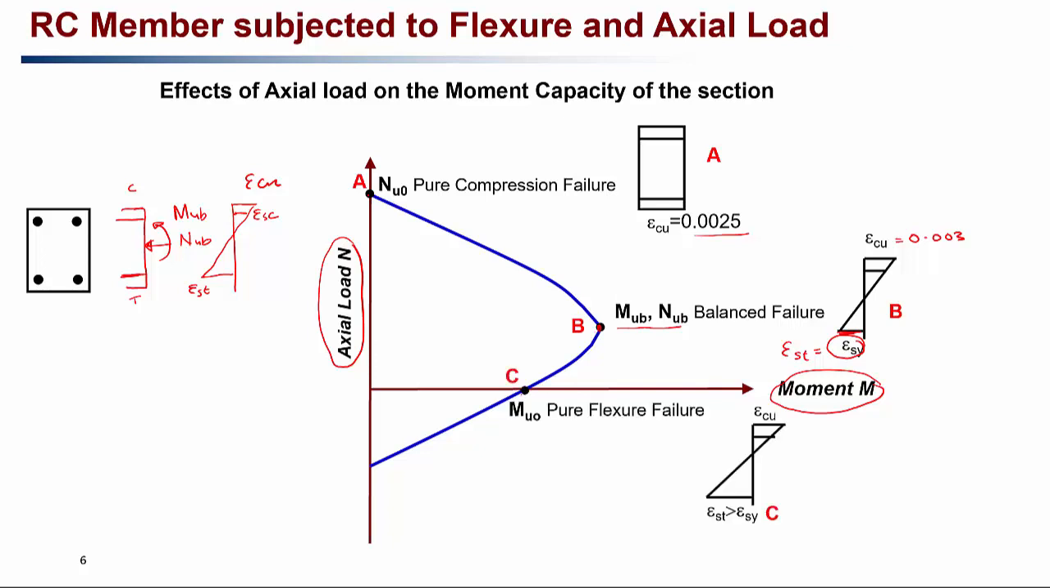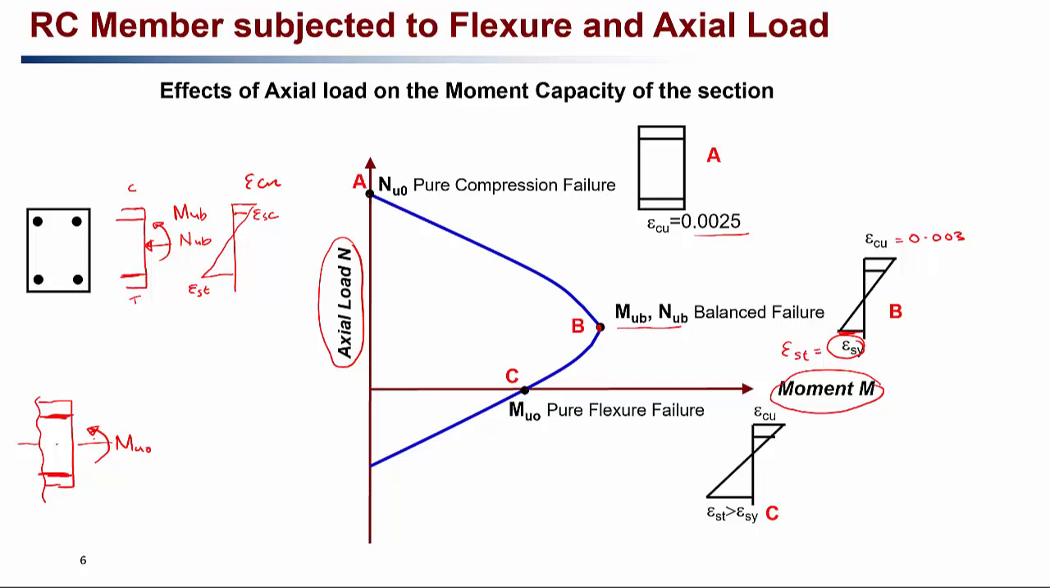Now the third point of interest is point C, where there is no axial force and we are finding the pure bending moment capacity of the column. So this column, where this is the compression reinforcement and this is your tensile reinforcement, is subjected to pure bending moment only, denoted as Mu0, and there is no axial force in this case. So the pure bending moment capacity of the column is the same as the pure bending capacity of the beam of that section. There is no axial force, so it is behaving like a beam.